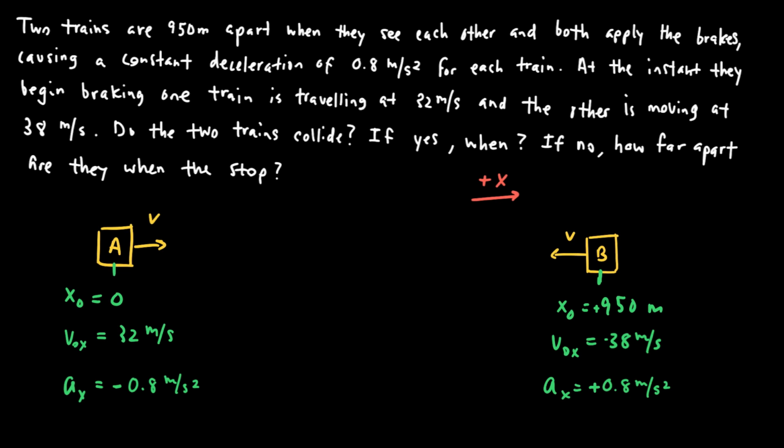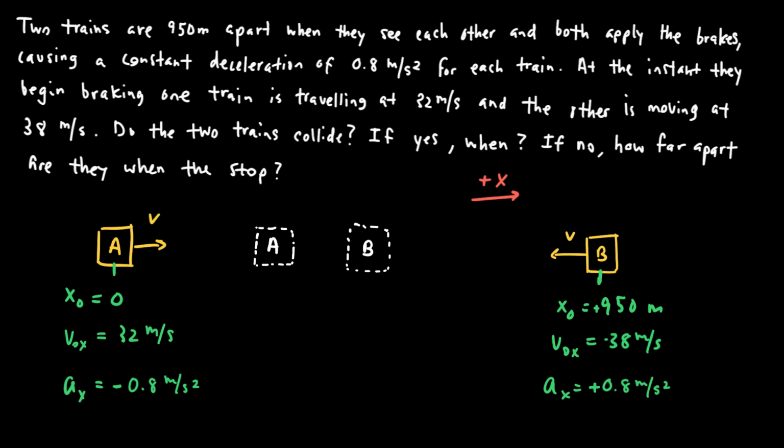And so this is the initial moment in time, when they're 950 meters apart and they see one another and they begin braking. And we know that at some point later in time, we're not sure where these trains are going to be, but they're going to be somewhere in here. Maybe they've collided, or maybe they're just closer to one another. But there's some moment later in time where they are at different positions with different velocities, and so we should record what information we know about those positions as well.